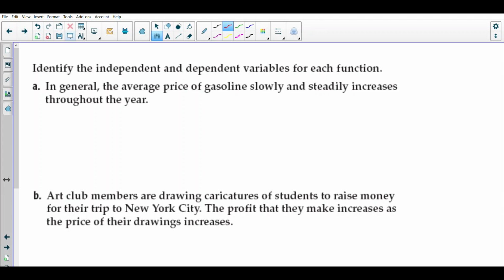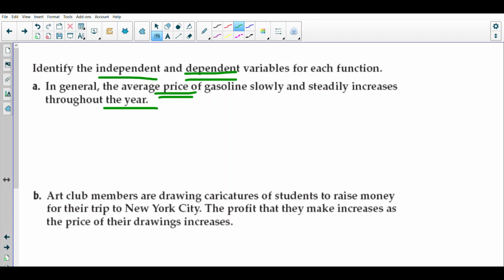So we got to think, which one can we kind of control, or which one depends on the other? And it says, I'm going to use double underline here. So the year is the independent, and price would be the output, the dependent. So price depends on the time of year.